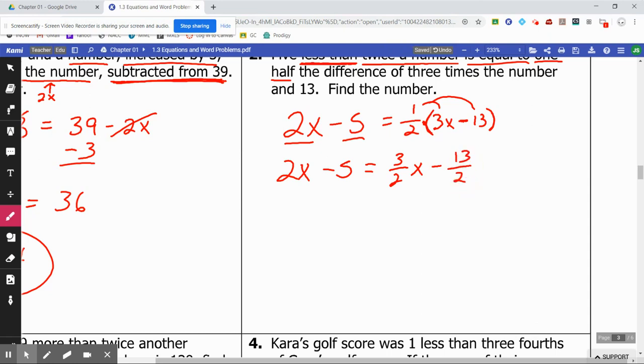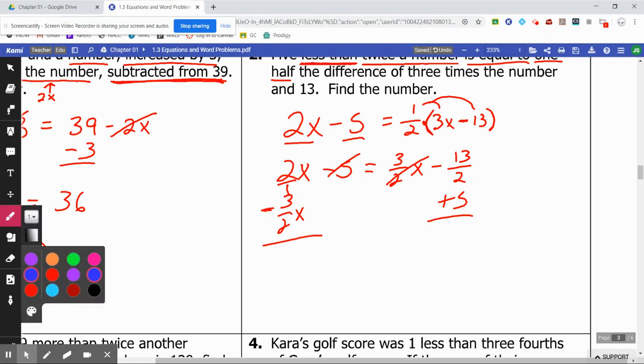And you can see the difficulty here. It's going to be a little bit uglier. To combine my like terms, I got to move my minus 3/2 x over. I'm going to move my minus 5 over by doing plus 5. So you have 2 over 1 up here minus 3 over 2. You're going to need a common denominator.